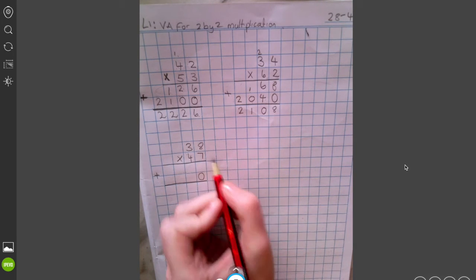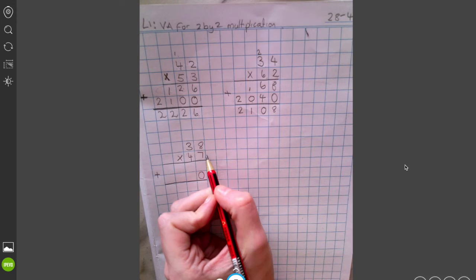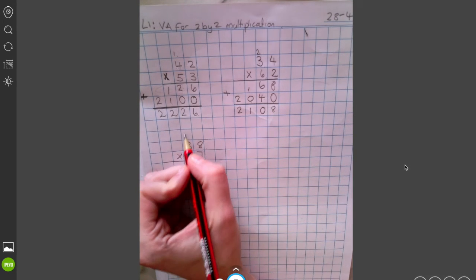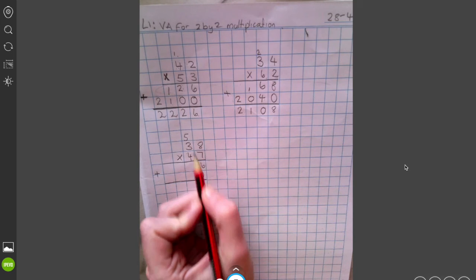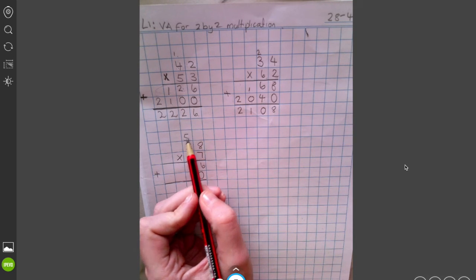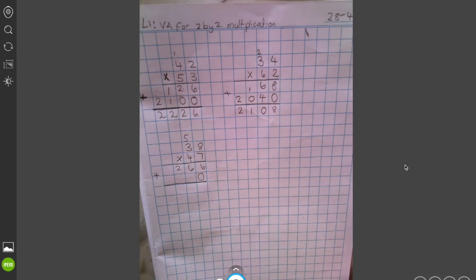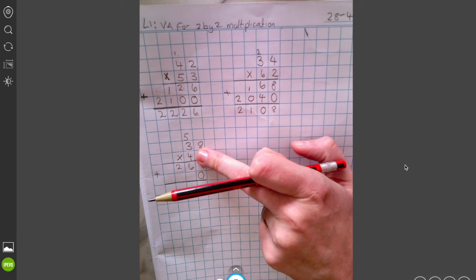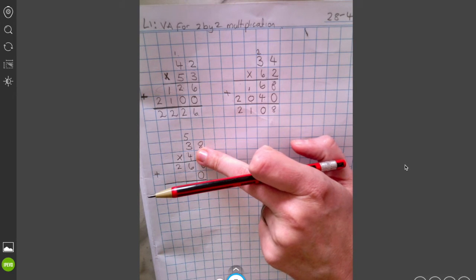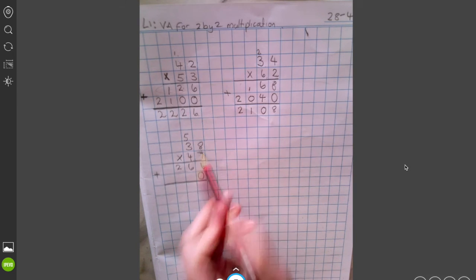So 7 times 8, remember I start with this number, the ones, always start with the ones. 7 times 8 is 56. 7 times 3 is 21, plus 5 is 26. All right, so the next step, remember I ignore the 7 and I do exactly the same thing with the 4. So I'll go 4 times 8 and then go 4 times 3. So let's go 4 times 8 is 32.